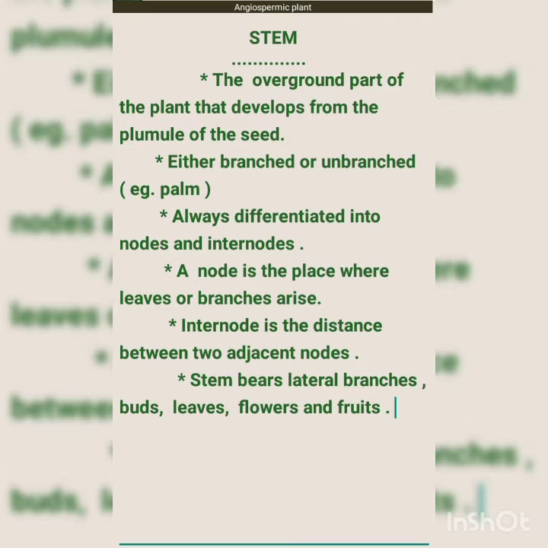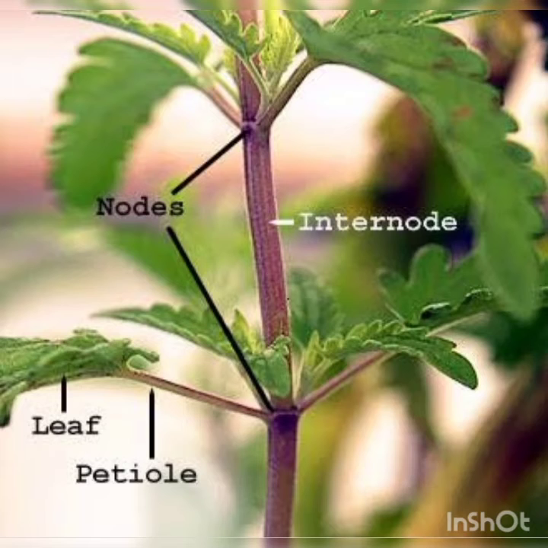The stem is always differentiated into nodes and internodes. A node is the place where leaves or branches arise, while internode is the distance between two adjacent nodes. That means between two nodes there is an internode. Stem bears lateral branches, buds, leaves, flowers and fruits.